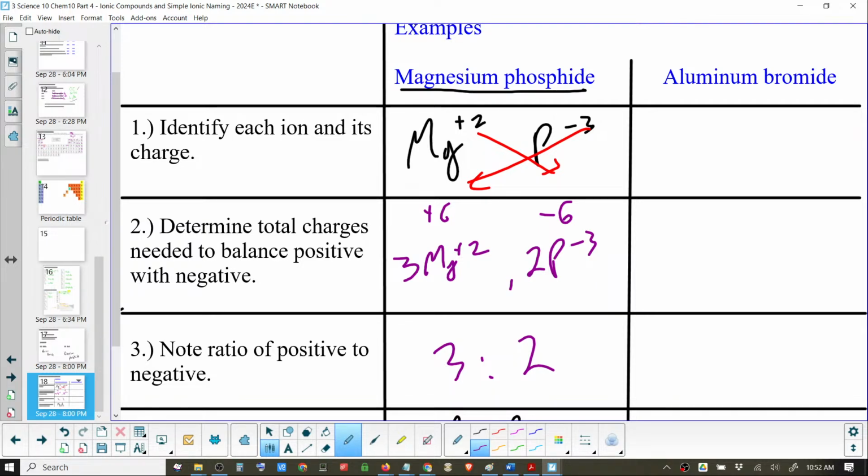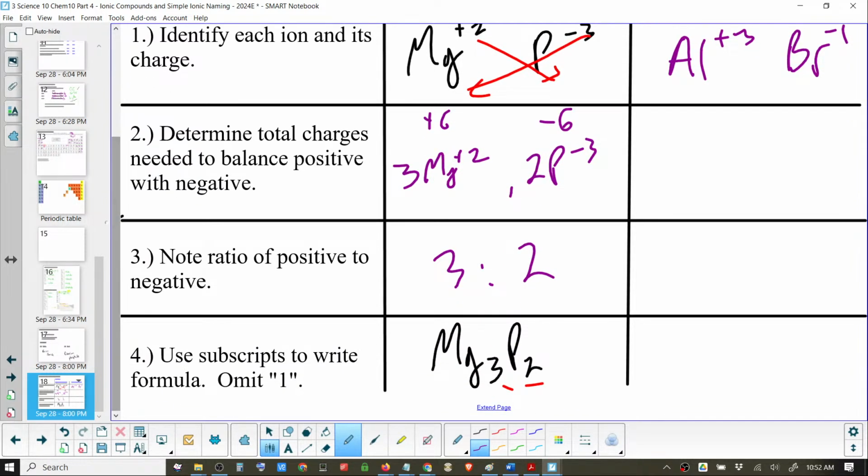Aluminum. We can do it step by step if you like. Just tell me the charge of aluminum. +3. What's the charge on bromide? -1. Excellent. And when you crisscross them, what do you get? Al1, and then Br3. No minuses, we don't have charges in the formula. We don't write the ones, so I just pretended.